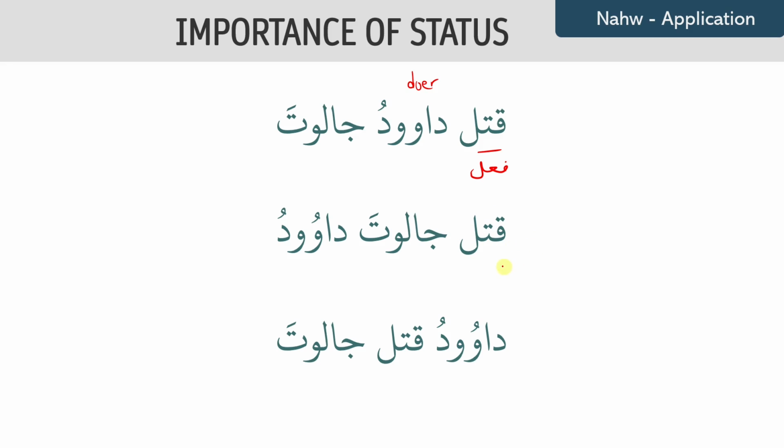And even in this last sentence here, Dawudun qatala Jaluta, even though Dawud comes first and not second, the meaning of the sentence still doesn't change. And why is the meaning of the sentence not changing? Because of the i'rab here, because of the status that these words have. And this is why it's very important to understand the rafa, the nasab, and the jar state in Arabic, because without understanding the status of a word, you won't understand the meaning of the sentence itself.